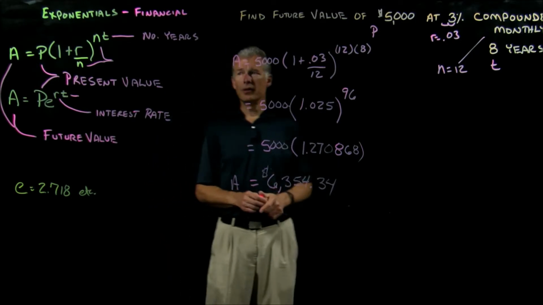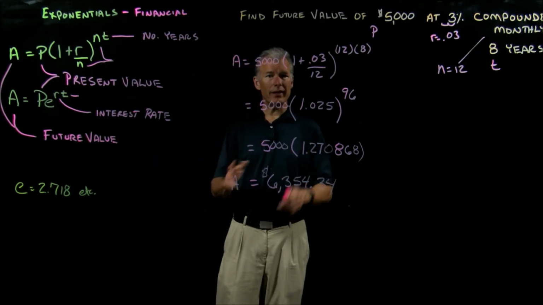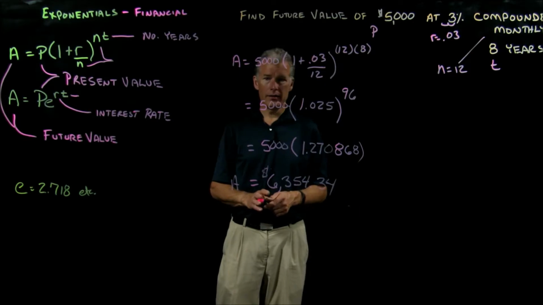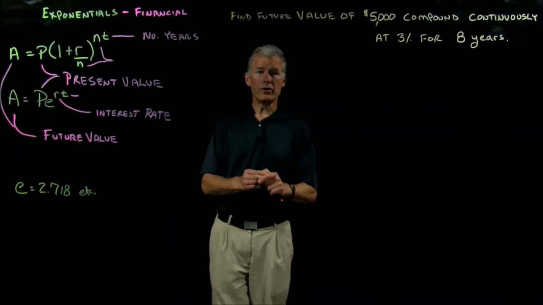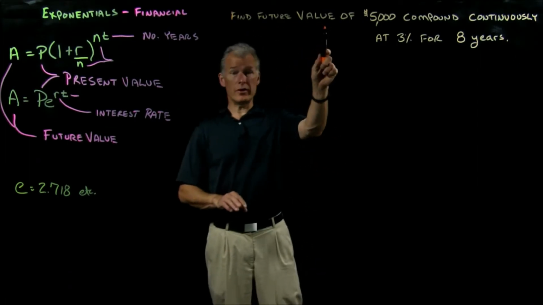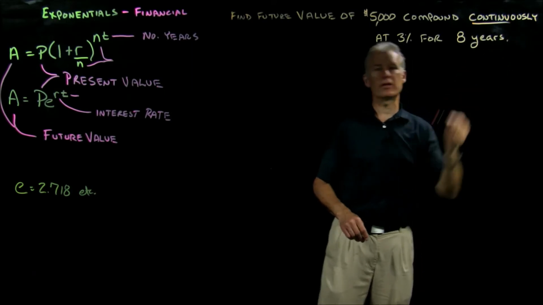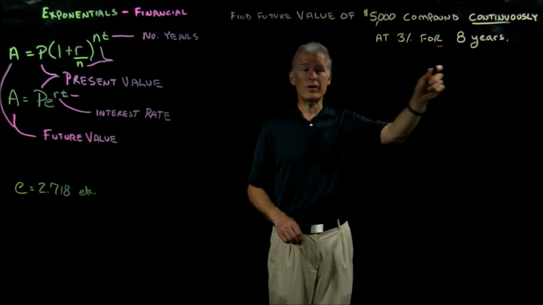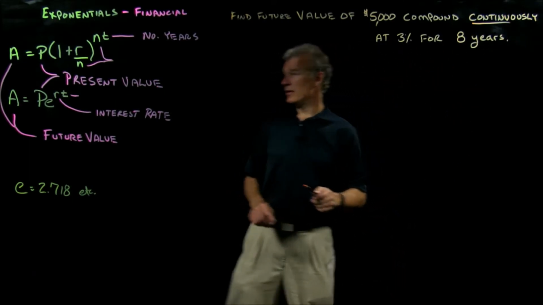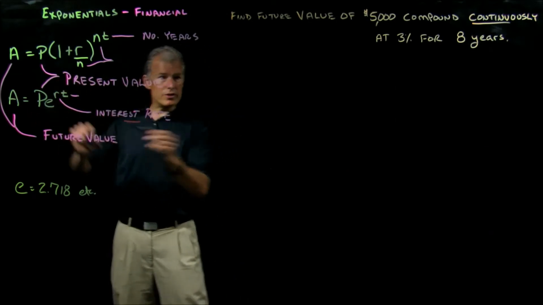All right, so there's one example. I'd like to erase the board and do another example for you. All right, so here's our next problem. We're going to find the future value again of $5,000, but this time compounded continuously at the same interest rate for the same length of time. So we're going to drop down to this equation here.